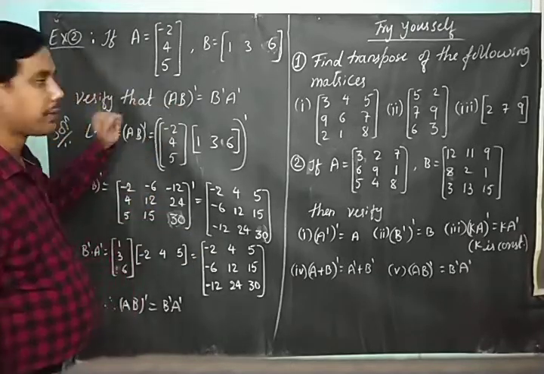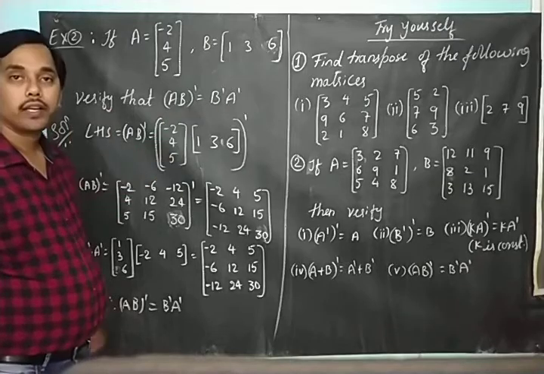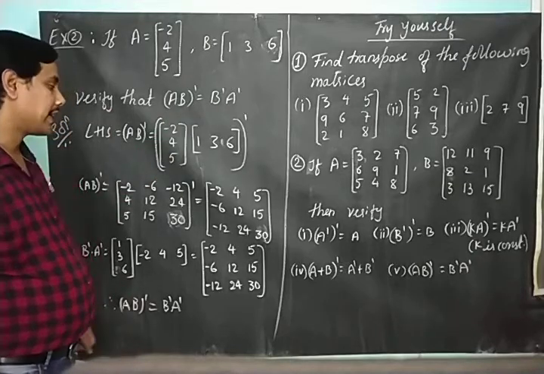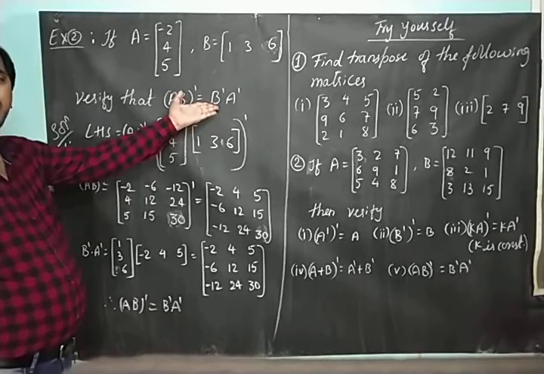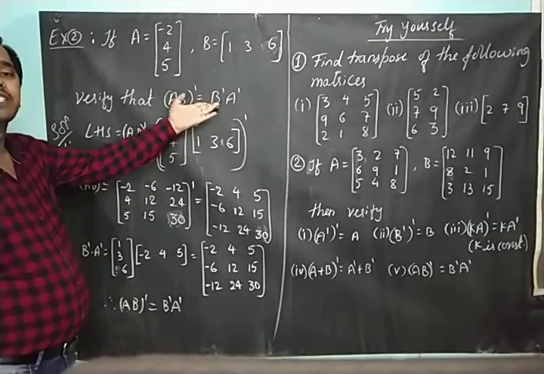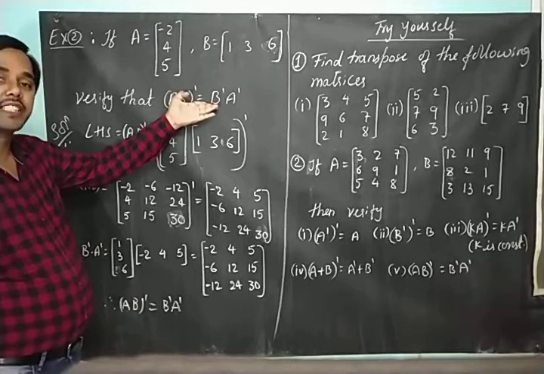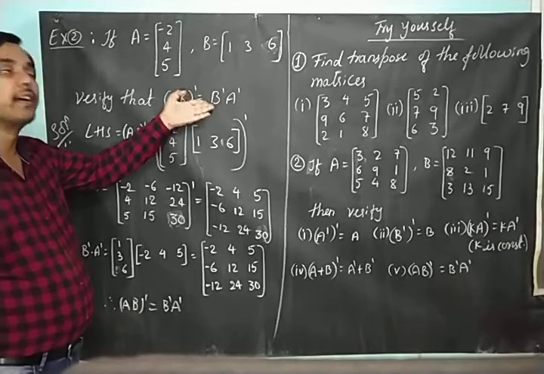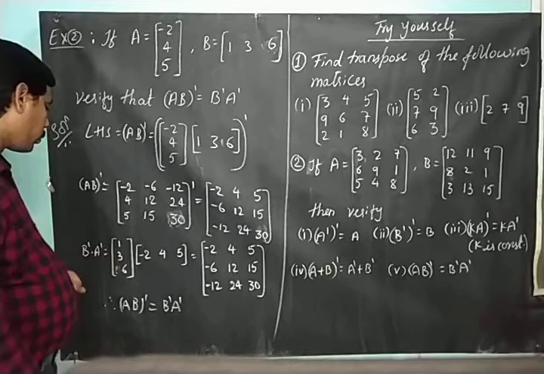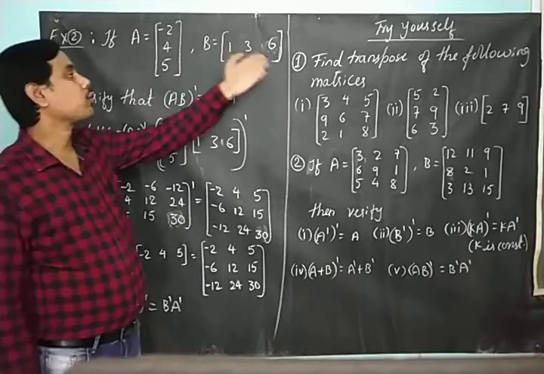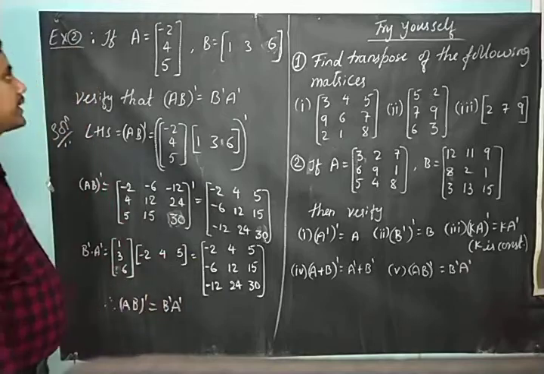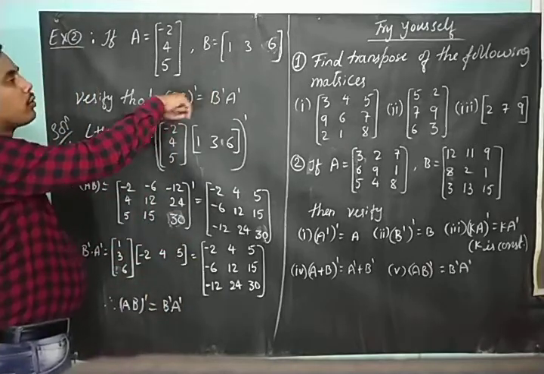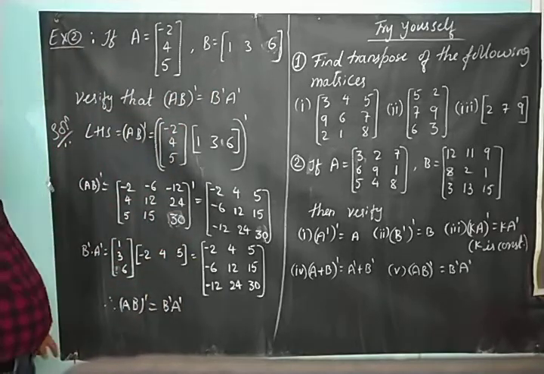We got the LHS part of this. Now we need to prove the RHS part: B transpose into A transpose. To find the value of B transpose into A transpose, we want B transpose as well as the value of A transpose. So what is B transpose? B is a row matrix. If you take the transpose, it becomes a column matrix. Right? So 1, 3, 6 is in the row, so B transpose will be 1, 3, 6 as a column.